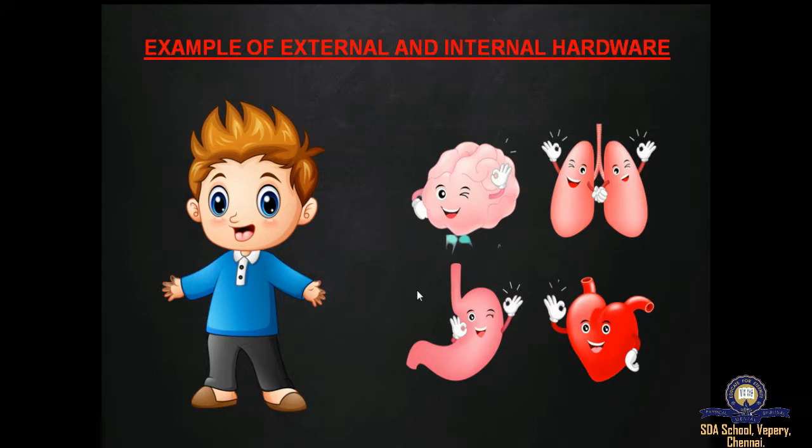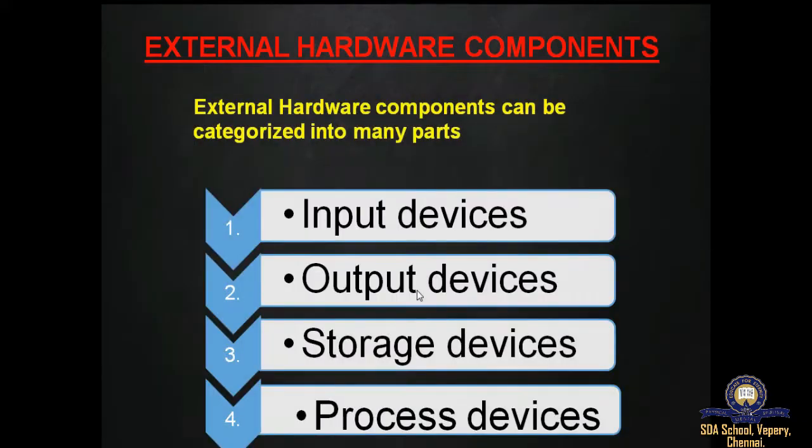Similarly, in a computer, the parts of the hardware that we can see outside are called external hardware components, and those which cannot be seen from the outside are called internal hardware components. Now let us see about external hardware components. External hardware components can be categorized into many parts: input devices, output devices, storage devices and process devices. Input devices are used to provide input to a computer from the external world.